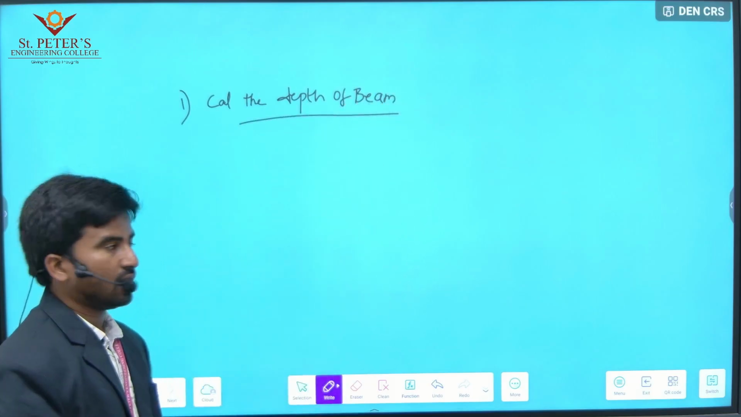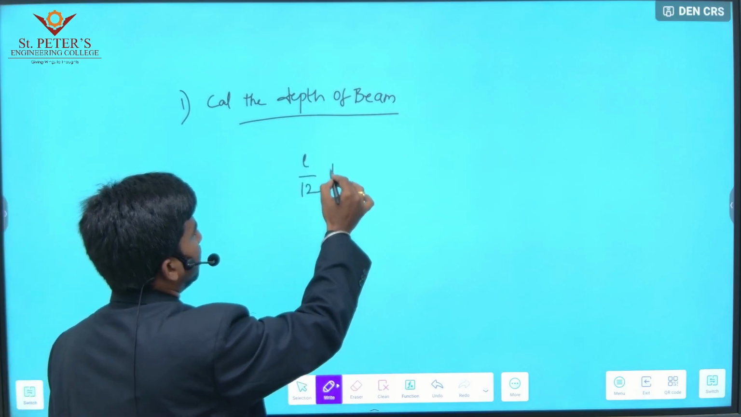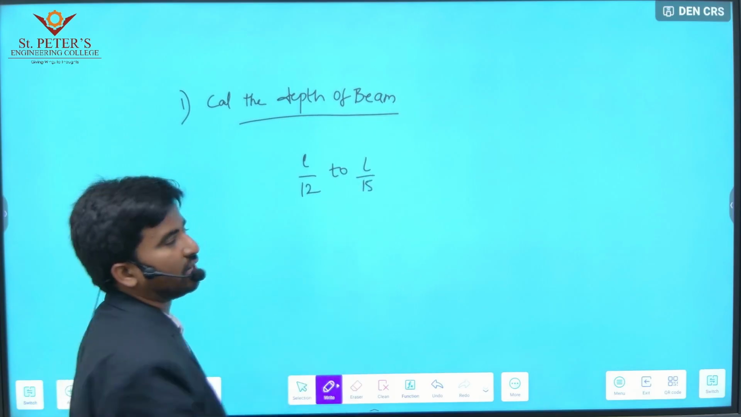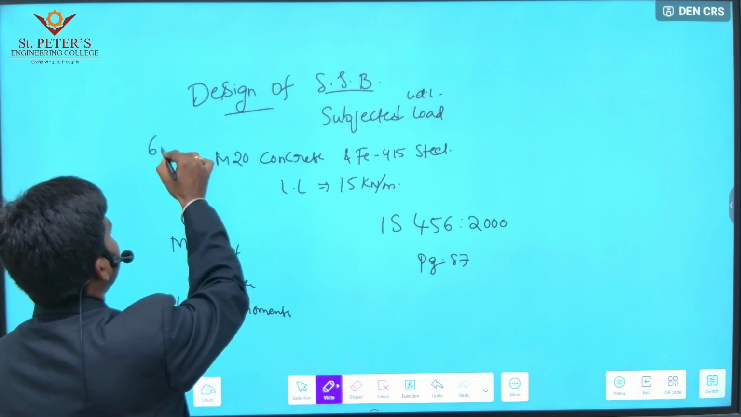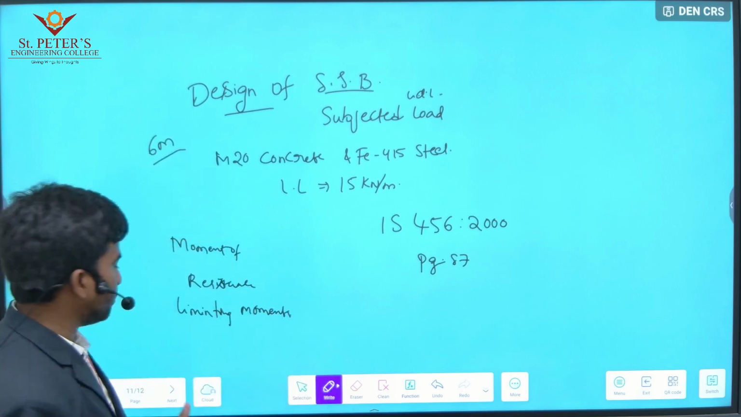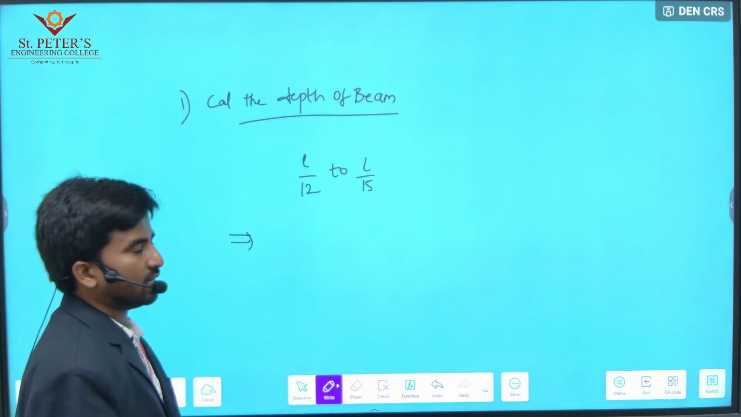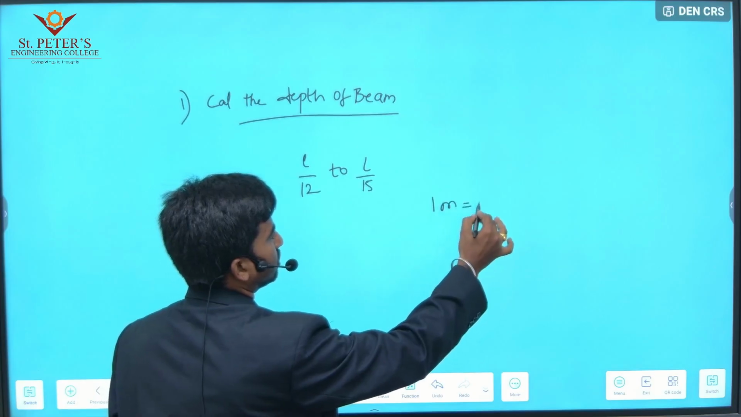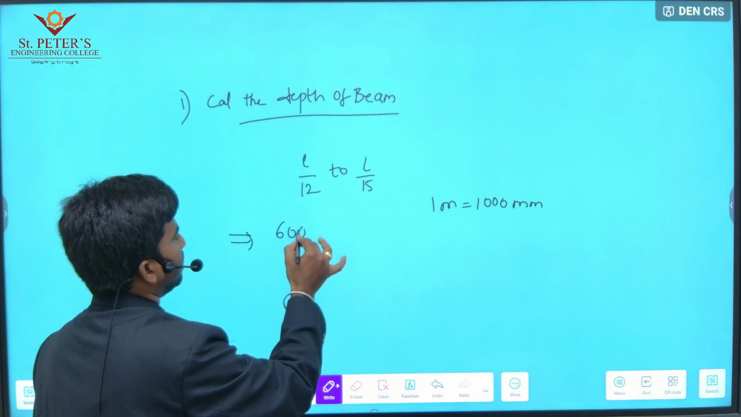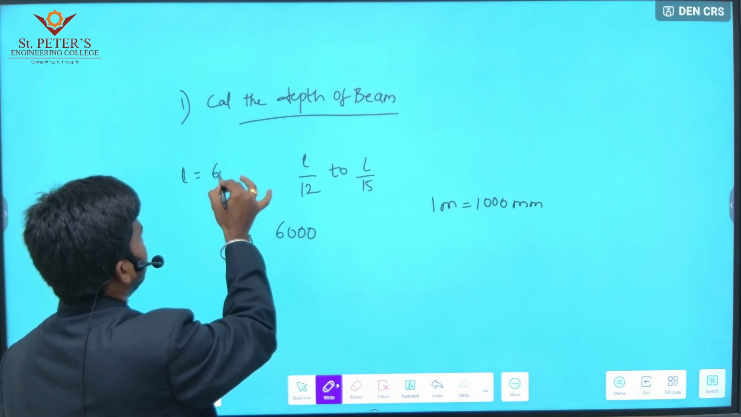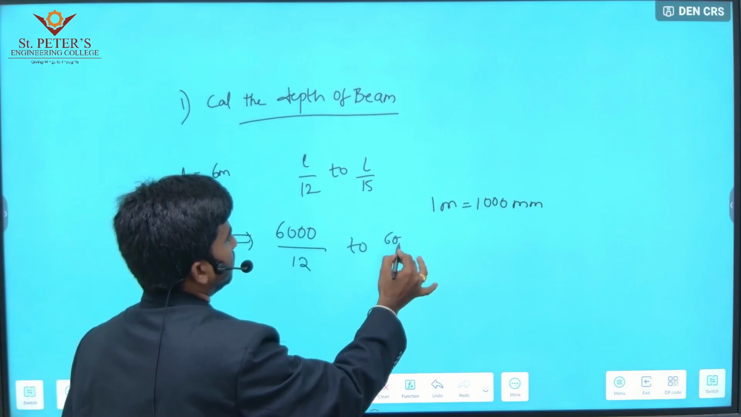As per Indian standards, we take the formula L over 12 to L over 15. Here the span length is assumed as 6 meters for the beam. 6 meters, where 1 meter is equal to 1000 mm, so 6000. The length is 6 meters, 6000 over 12 to 6000 over 15.